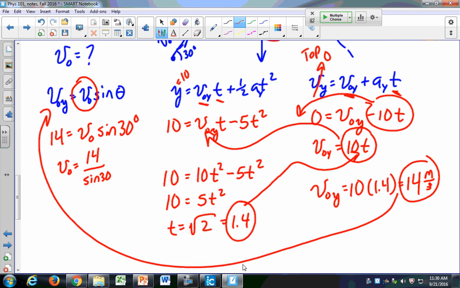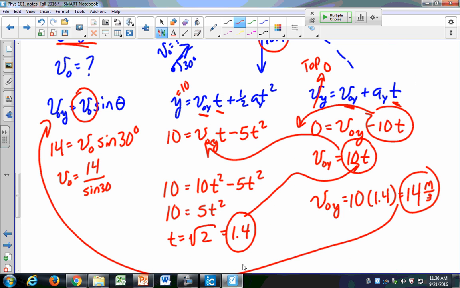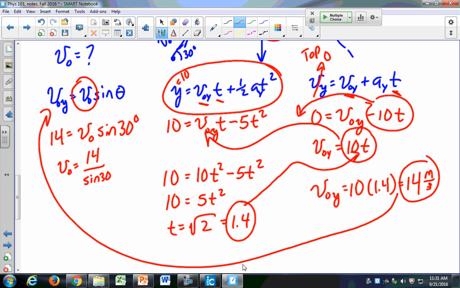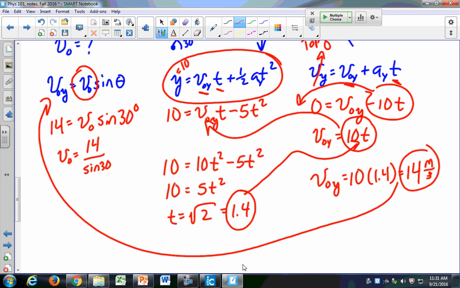Well, now that we know the time, we could go back here and plug that in, right? And we'll get the same velocity. Yeah, that's good. I like that. Where would you put it? You know Y, and now you know T here and here. You would find V naught Y, and then you use this. Let me just do it, okay?